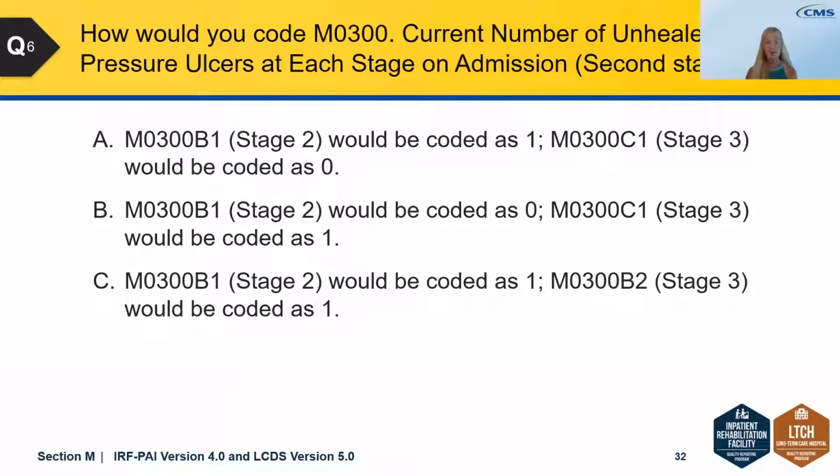A, M0300B1 stage 2 would be coded as a 1, M0300C1 stage 3 would be coded as 0. B, M0300B1 stage 2 would be coded as 0, M0300C1 stage 3 would be coded as a 1. Or C, M0300B1 stage 2 is coded as 1, and M0300B2 stage 3 would be coded as a 1. So take a moment and select the best answer.